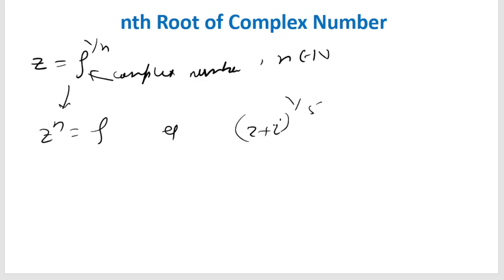So for any complex number, we have to find, say, the fifth root. We'll see how to find the nth root of any complex number. Essentially, z is equal to 2 plus i to the power 1 by 5, so z to the power 5 is 2 plus i. Essentially z is the unknown number, and we need to find this z. We'll see how we find it one by one.